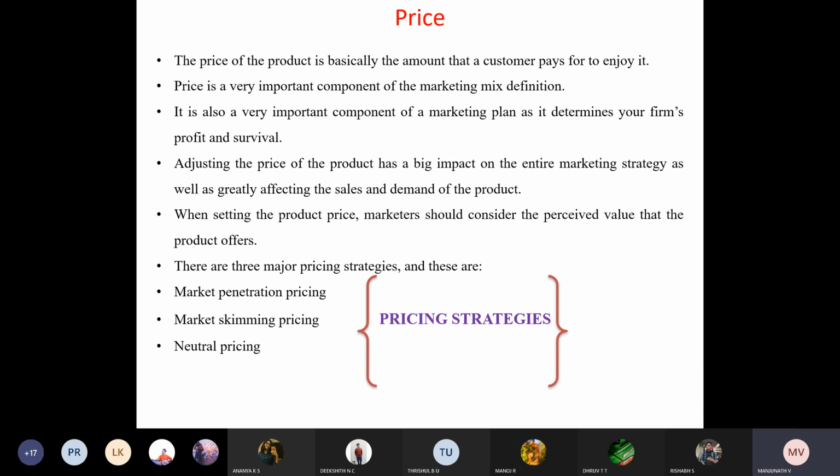Any examples for such kind of things? Very high price. They set the price high, and also they promise very high quality. Any examples? Airtel. Airtel was the best example. Siddiq, you are really a gem. The best example was skimming.